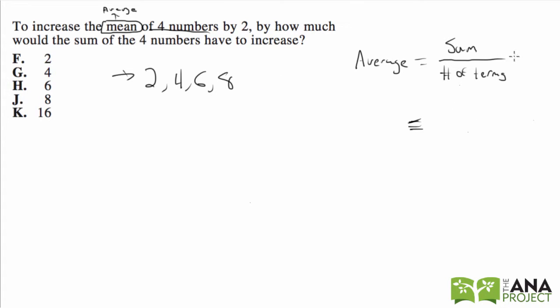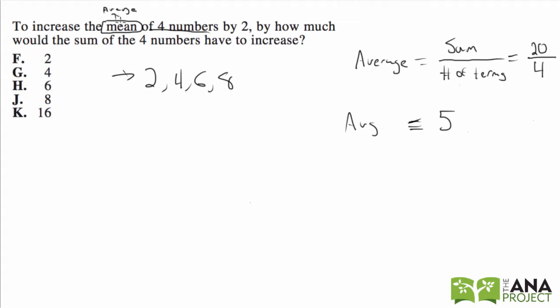So the sum is 20. And then we're going to divide it by the number of terms. So there is 1, 2, 3, 4 terms. So 20 divided by 4 is 5. So the average is 5.